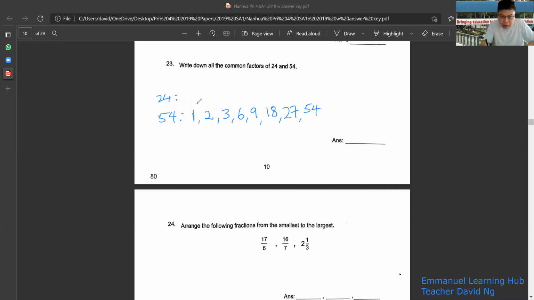How about 24? What are the factors of 24? Start from 1. 1, 2, 3, 6. Between 3 and 6, there's one number here. Oh, 4. Always list out in ascending order. Then 6. Then after that? No 7.